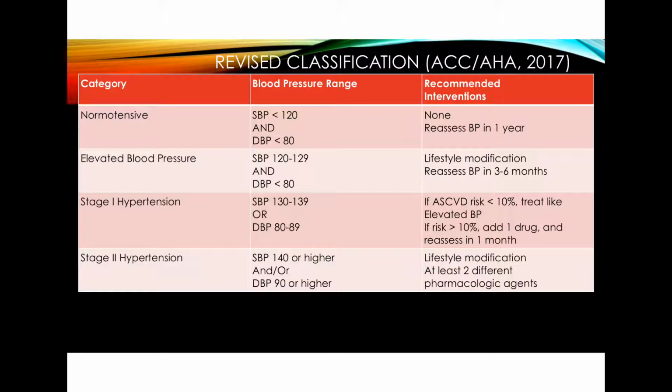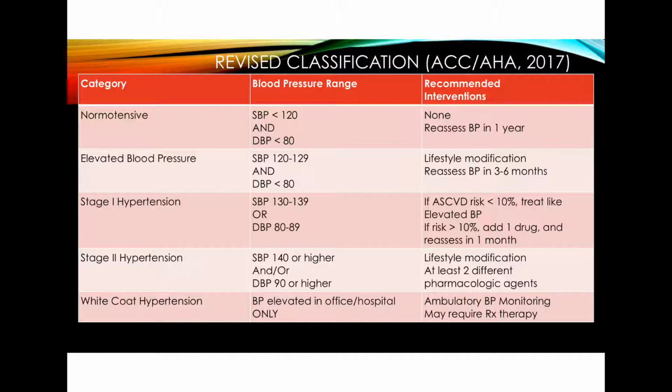Stage 2 hypertension were all patients with a systolic greater than 140 or a diastolic greater than 90. And these patients were recommended to be started on 2 different pharmaceutical agents in addition to lifestyle modifications.